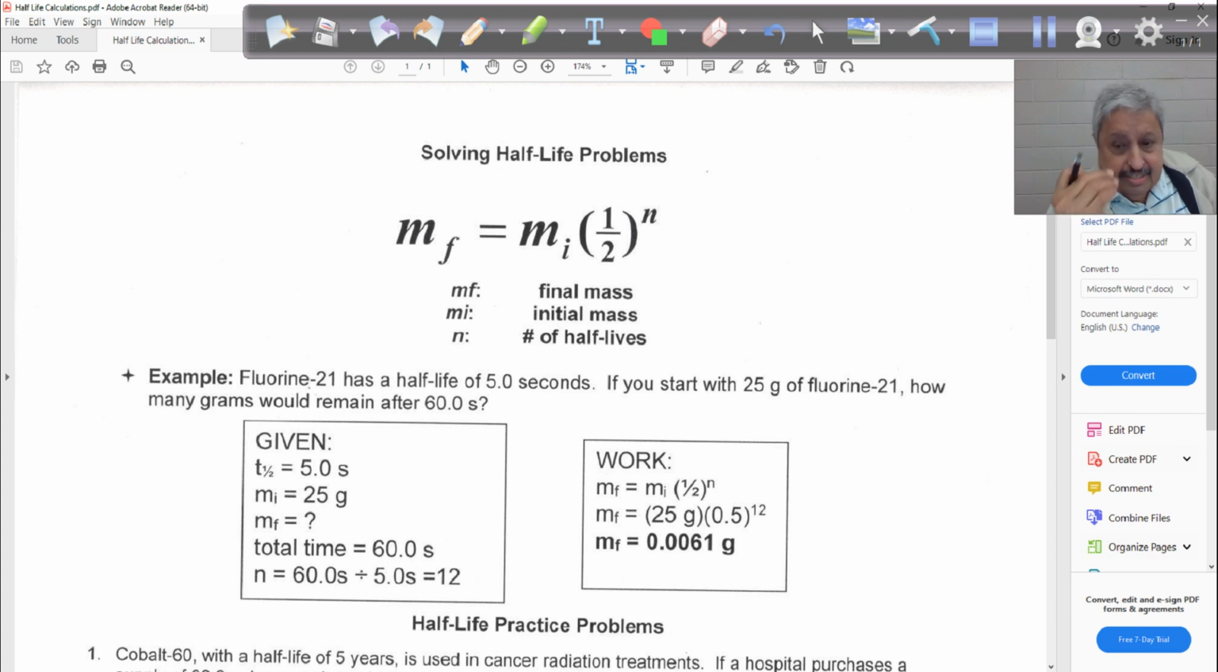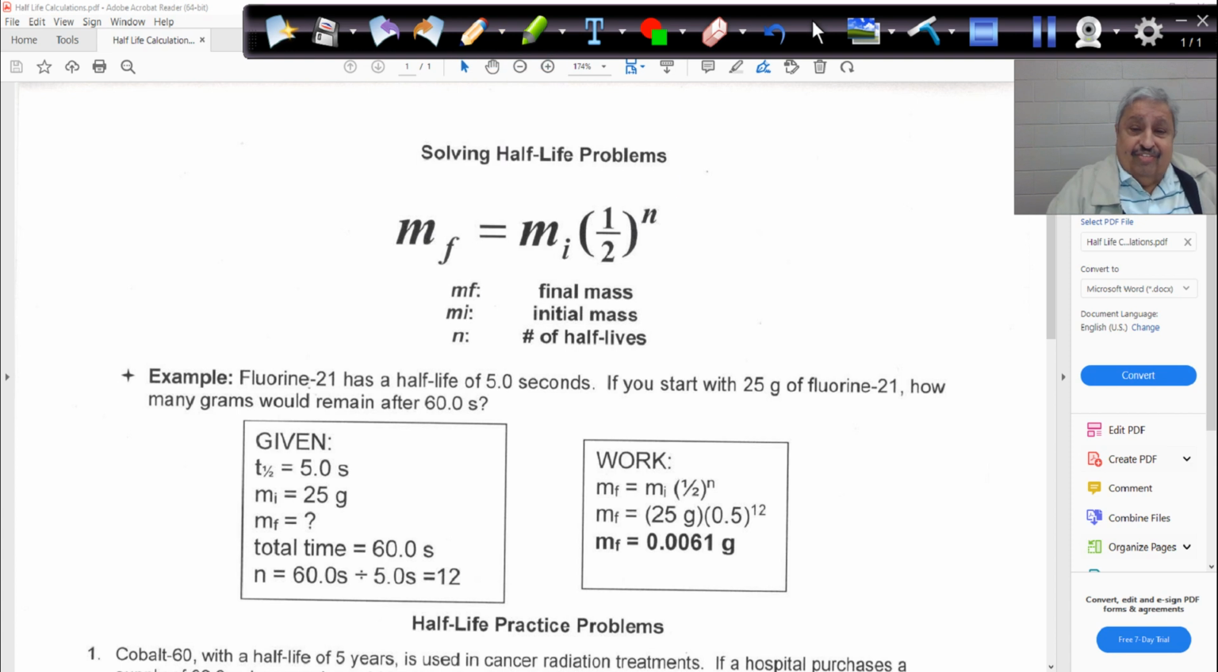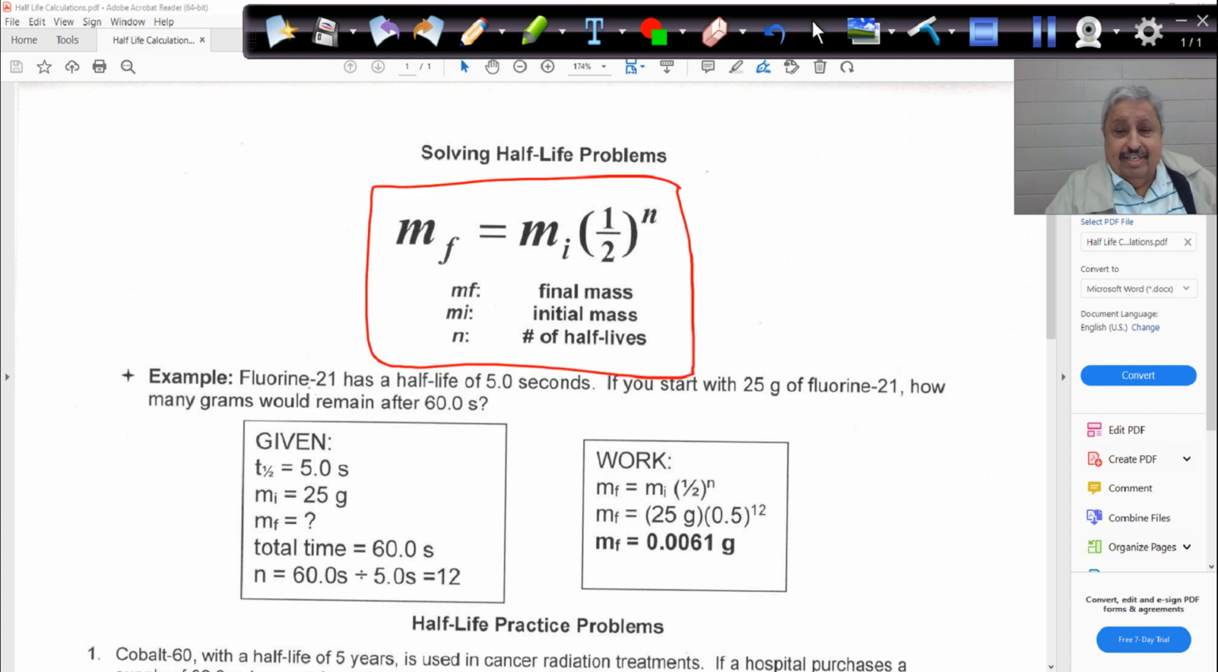So this is the formula I want you to memorize. Is it coming in the final exam? Yes, it is coming in our quizzes, the coming quiz and the exam. This is what will tell you the mass of whatever is left over.